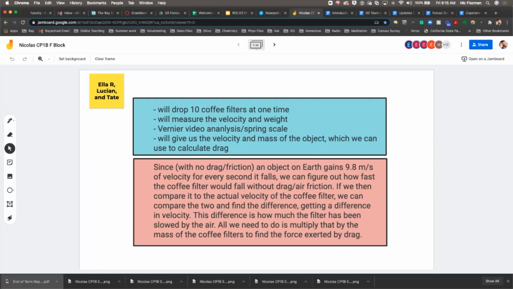So, I was just fiddling around with the coffee filters, and I tried different amounts of coffee filters, and then I noticed that the more coffee filters, the faster it dropped. So I was wondering why each group chose the amount of coffee filters that they did. Did you guys think it was easier to choose 10? Did you think it was easier to choose 5?